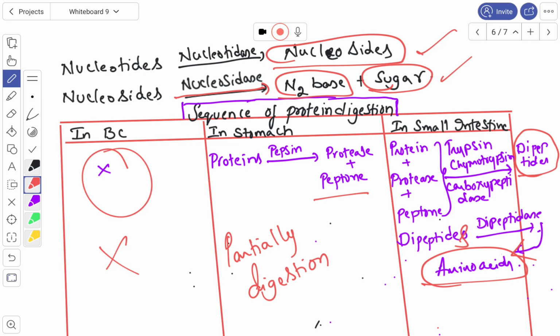So this completes the digestion of the food materials in the buccal cavity, stomach and small intestine. In the next class, we will go for absorption. Absorption and disorders. That means in the next video, we'll complete the entire digestive system.